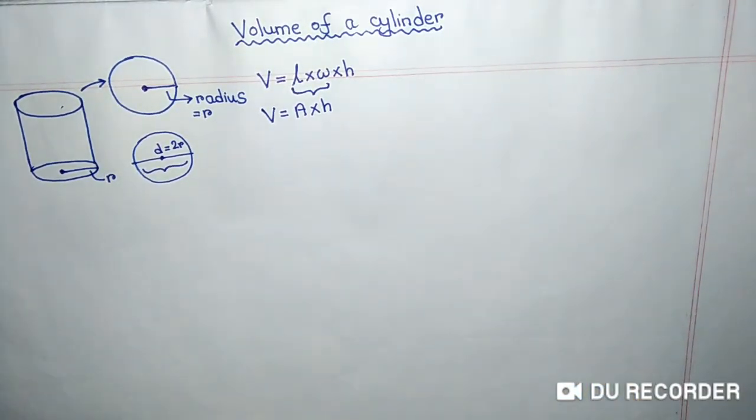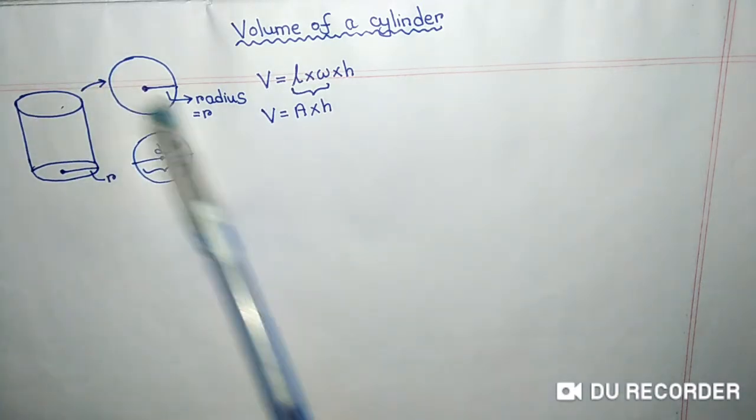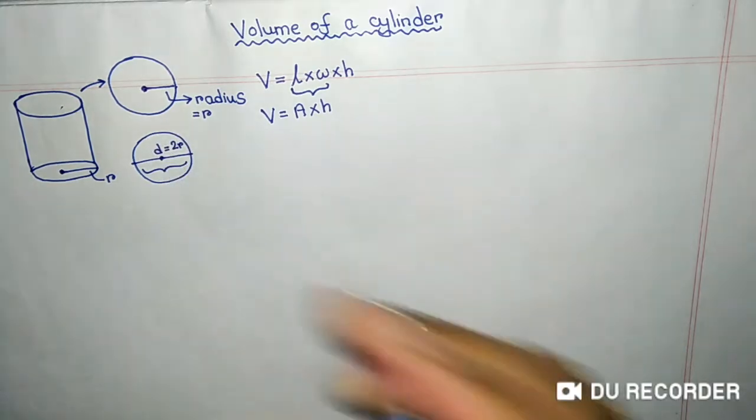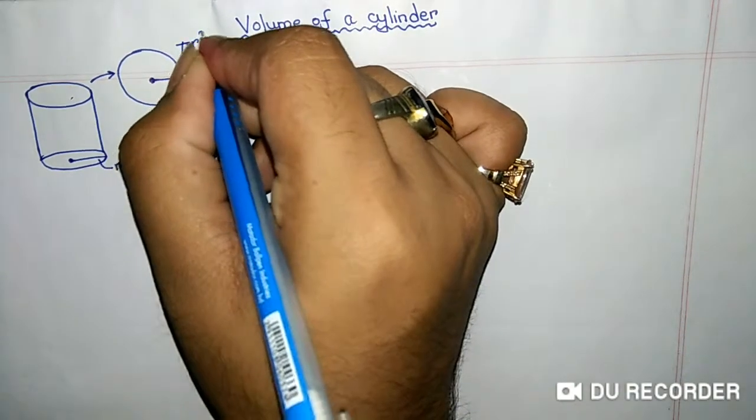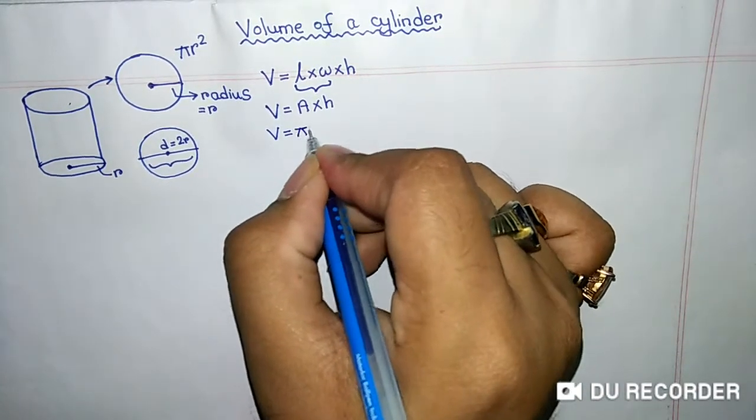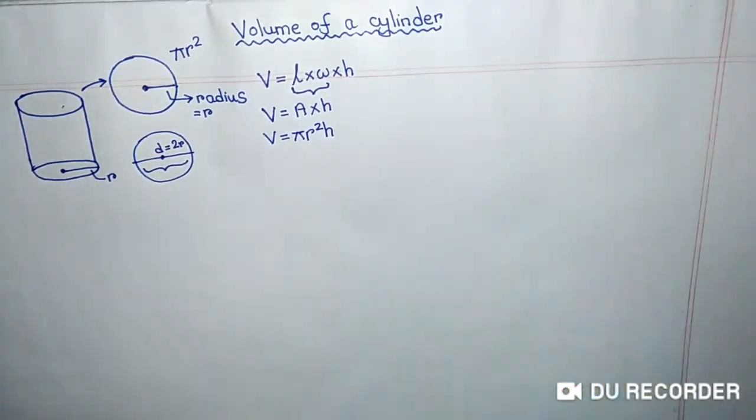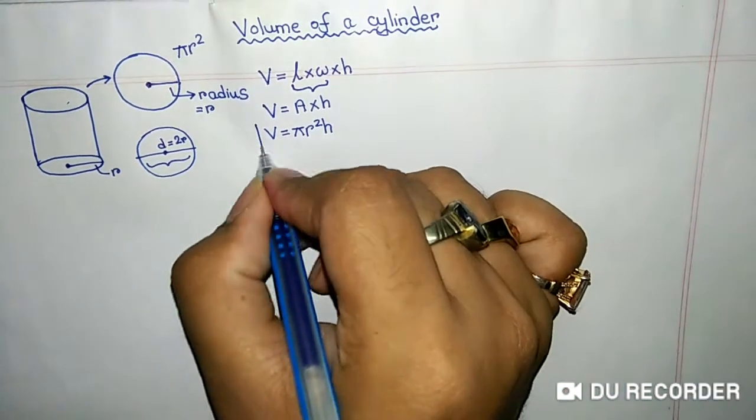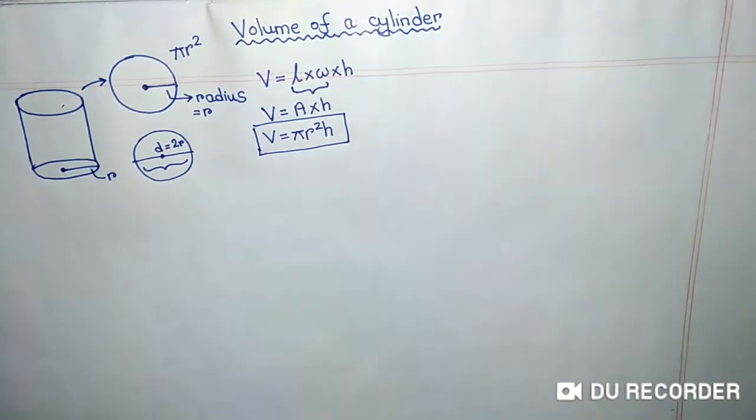Now we know that in the shape of the cylinder, there is a circle over here. And we know that the area of a circle is pi r square. As a result, the volume of a cylinder would be pi r square h. So this is how you can remember the formula for the volume of a cylinder.